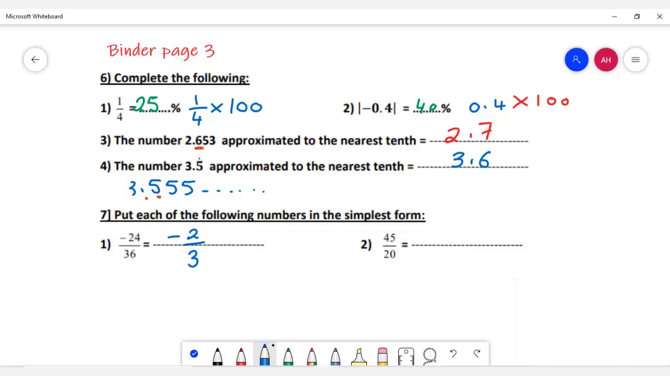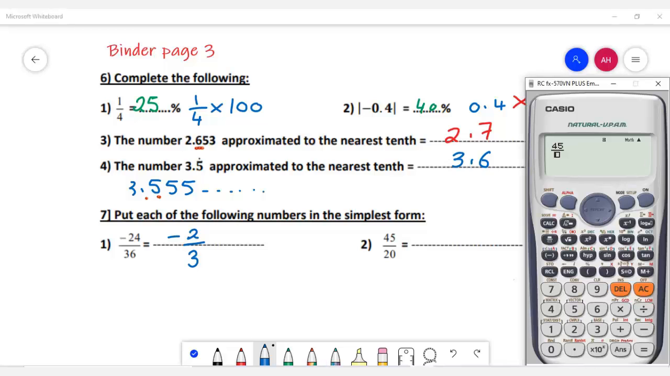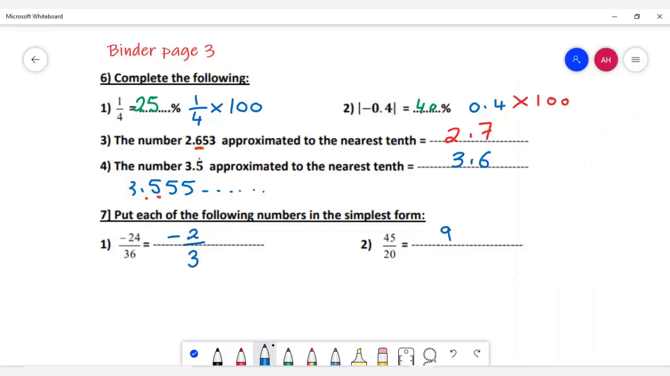Let's go now for number 2. And again, we are going to write it on the calculator. 45 over 20 equal, and you will find that the simplest form for this fraction is 9 over 4.